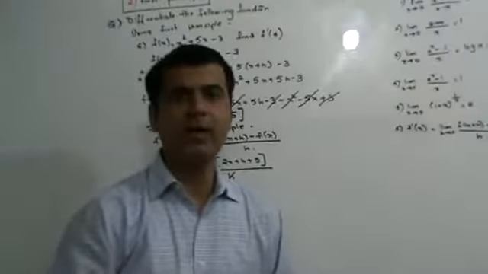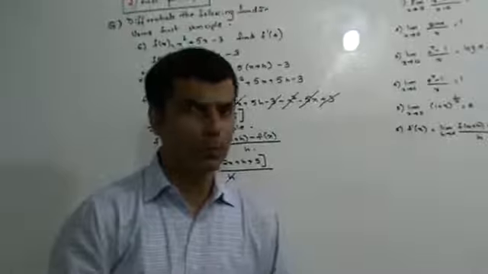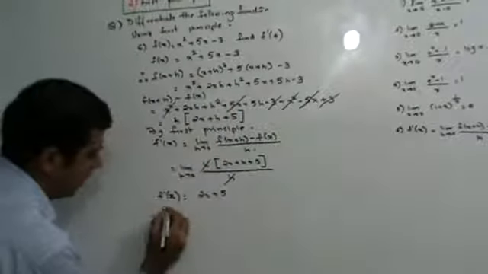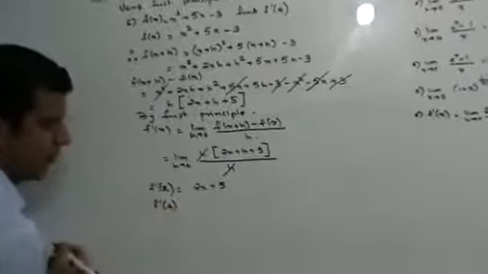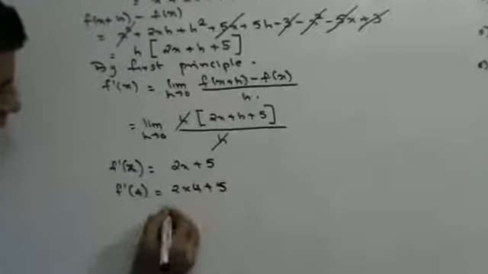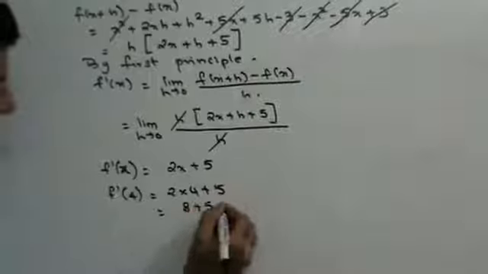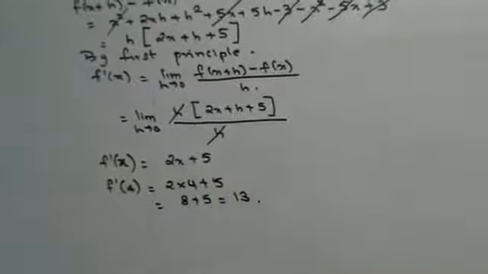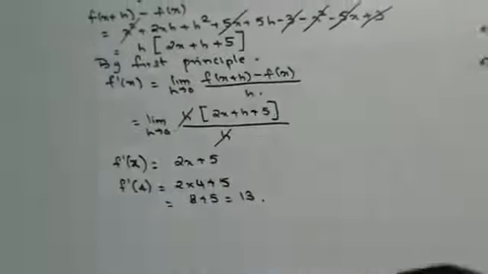But they haven't asked me to find f bar of x. They have asked me to find f bar of 4. How do I do that? Wherever there is x, substitute the value of x as 4. So 2 into 4 plus 5. This is nothing but 8 plus 5. That is 13. Right? Let's see another sum of this kind, guys.